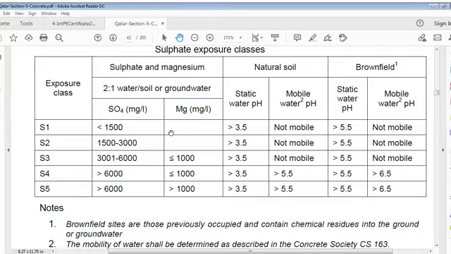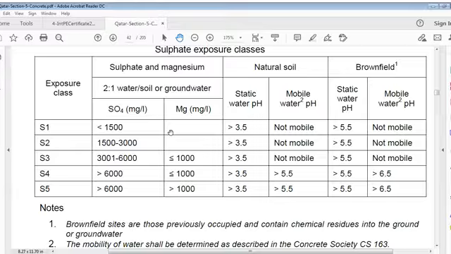Now say S4, greater than 6000 and magnesium less than or equal to 1000, sorry. Then greater than 3.5 and greater than 5.5, that's mobile water. Static water is greater than 3.5 and static water pH is greater than 5.5. Mobile water pH is greater than 6.5. That's for brownfield, and that's S5. That is S4 or 5. Let's say I think it was 5.